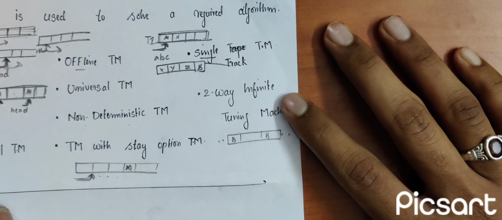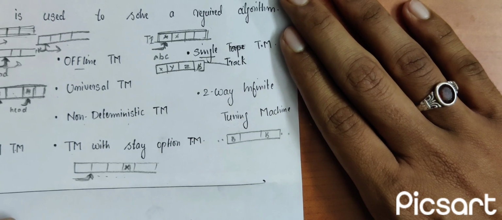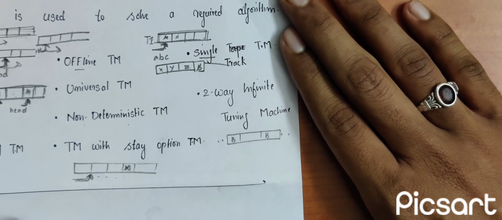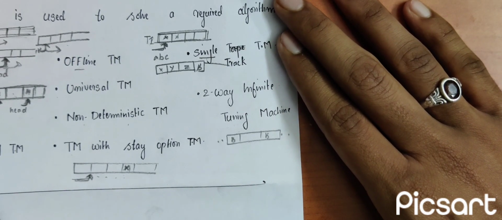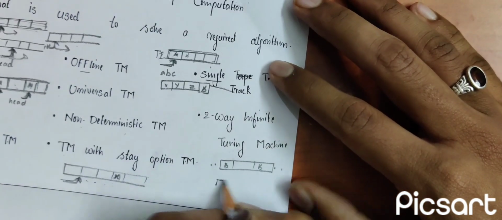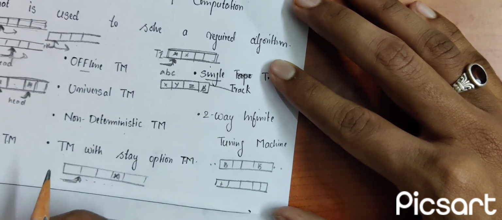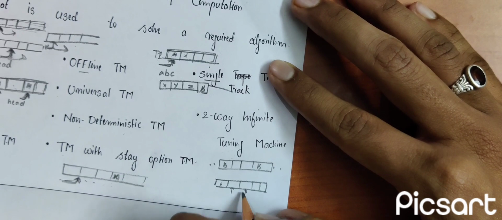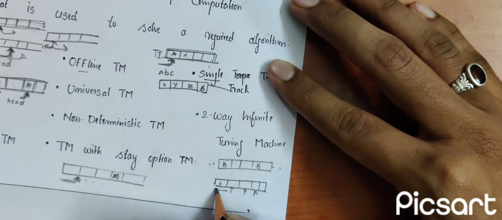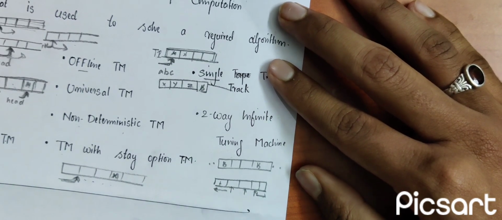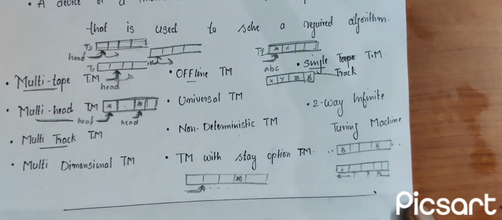The last one is the two-way infinite Turing machine. We mostly use the two-way infinite Turing machine in one's complement or two's complement. We have an infinite number of blank spaces, and between those blank spaces we are going to have inputs. If I want to input any string, you can input from the middle. The starting point of your string has blank spaces on its left, and the ending point of your string is going to have blank spaces on the right. So this is all about different types of Turing machine.